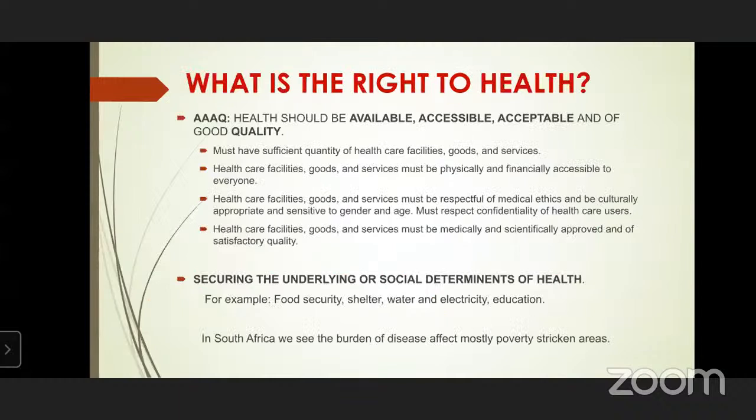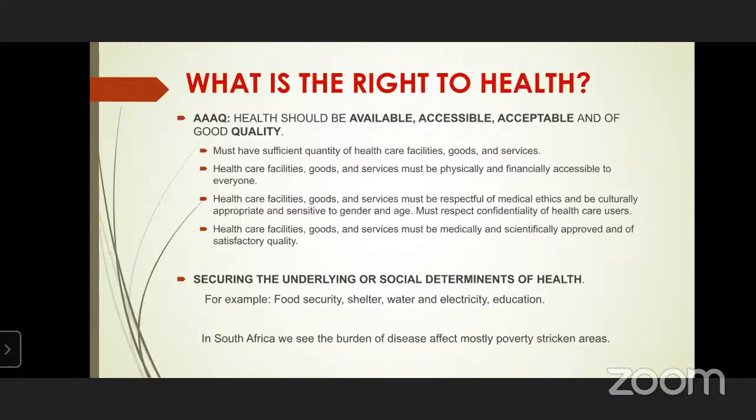What is the right to health? So we separate this into 2 parts. The first part we like to call AAAQ. Healthcare should be available, accessible, acceptable, and of good quality. So a state must have a sufficient quantity of healthcare facilities, goods, and services. They must be physically and financially accessible to everyone.